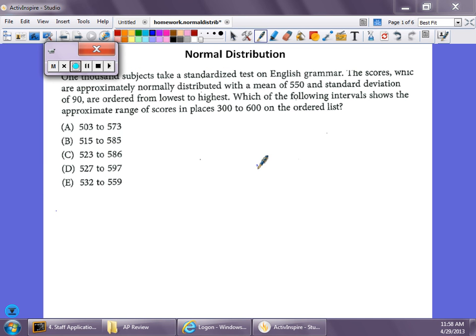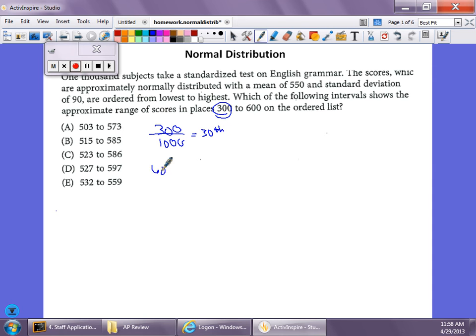Okay, so the first question on normal distribution requires us to figure out, they're really just asking us what score would put us at the 30th percentile and which score would put us at the 60th percentile. So the 300th place, 300 out of 1,000 is the 30th percentile, and 600 out of 1,000 is the 60th percentile.